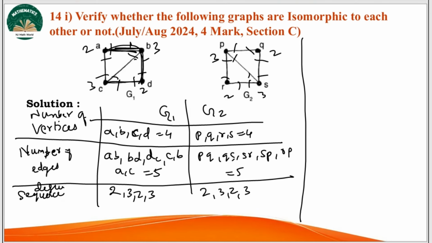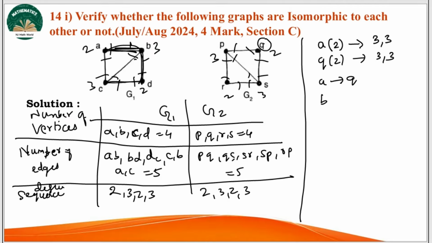Now we find a vertex that has degree 2 and whose adjacent degrees are 3 and 3. Let me see where I have degree 2. Here, Q has degree 2, and it is connected with vertices of degree 3 and 3. So that implies A is equal to Q.